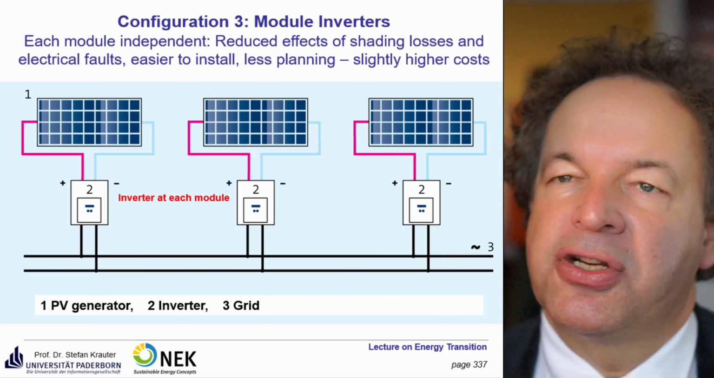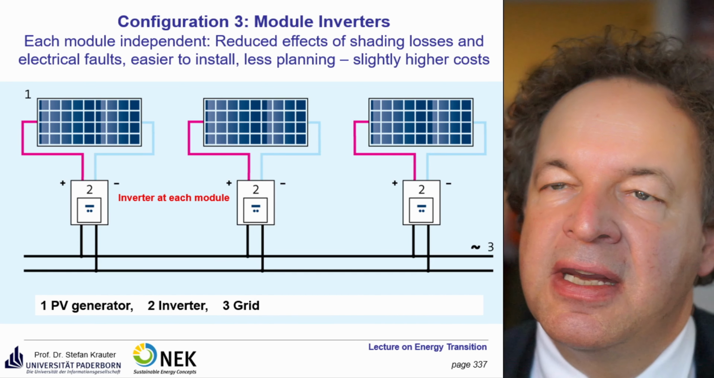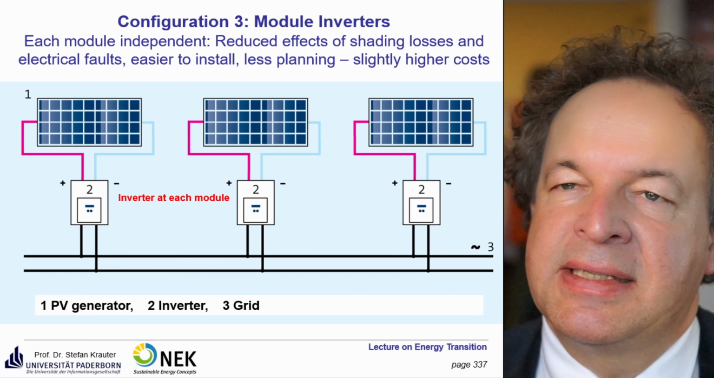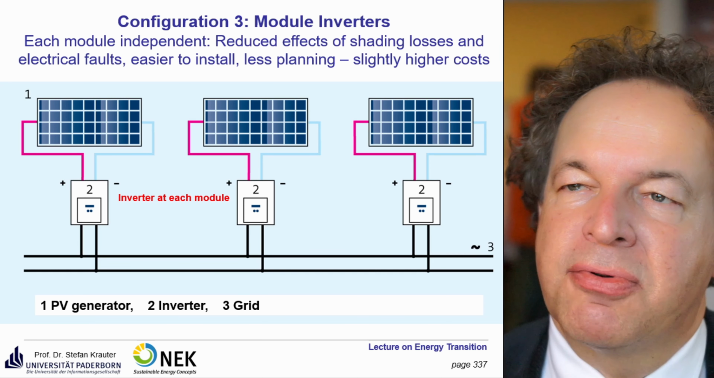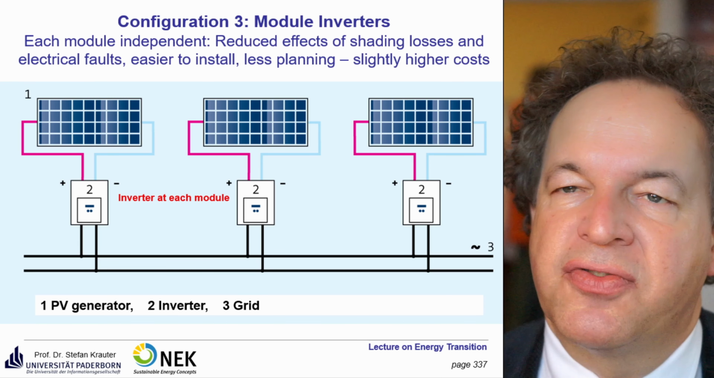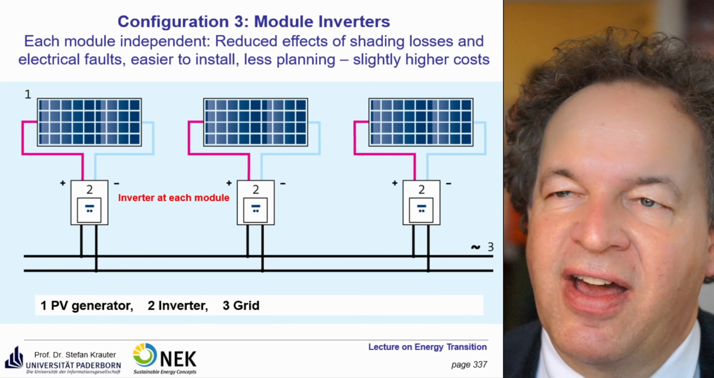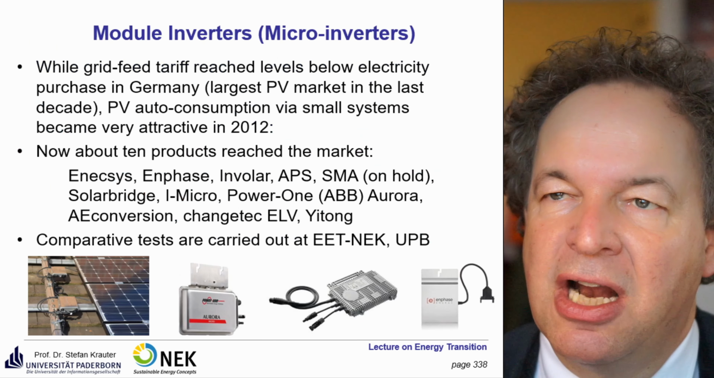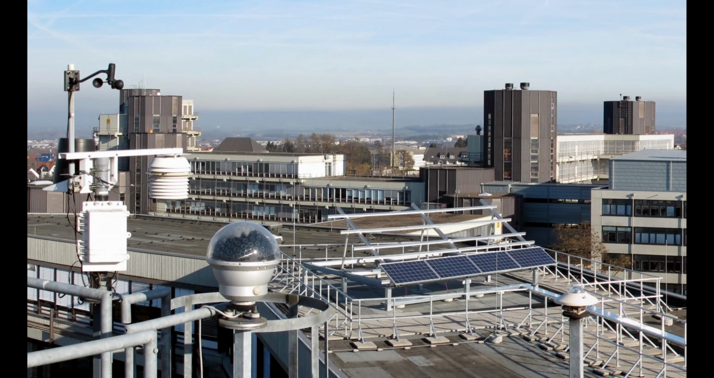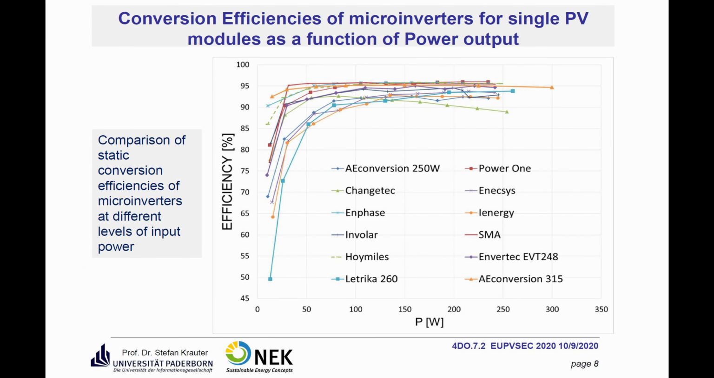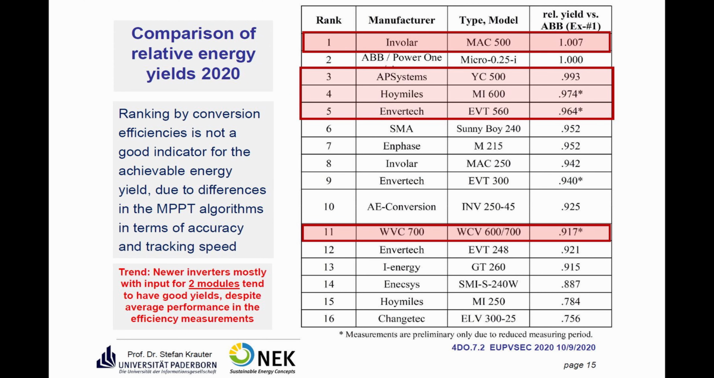Module inverters, I mentioned already, they allow redundancy. So each module has its own maximum power point tracker with an inverter. In case of shadowing, only one module is affected. We made modules here in Paderborn. We made some publications on it. If you're interested, you can see the comparisons.